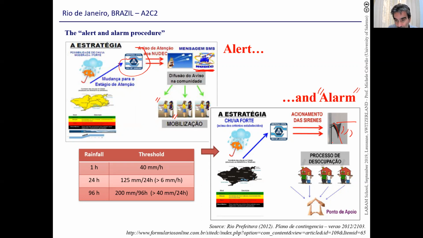The siren goes on if, after some thresholds are overcome, the managers also take the decision to indeed switch on the siren. It's not an automatic process, but there is always a review by a group of people.